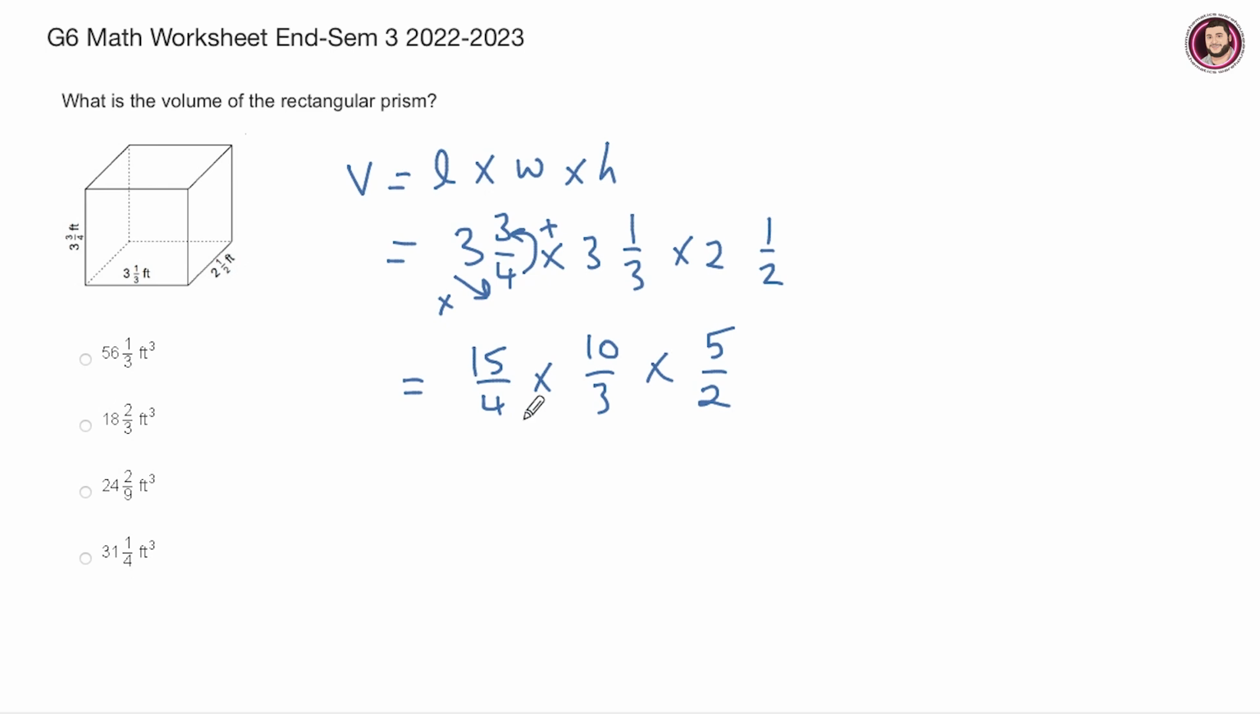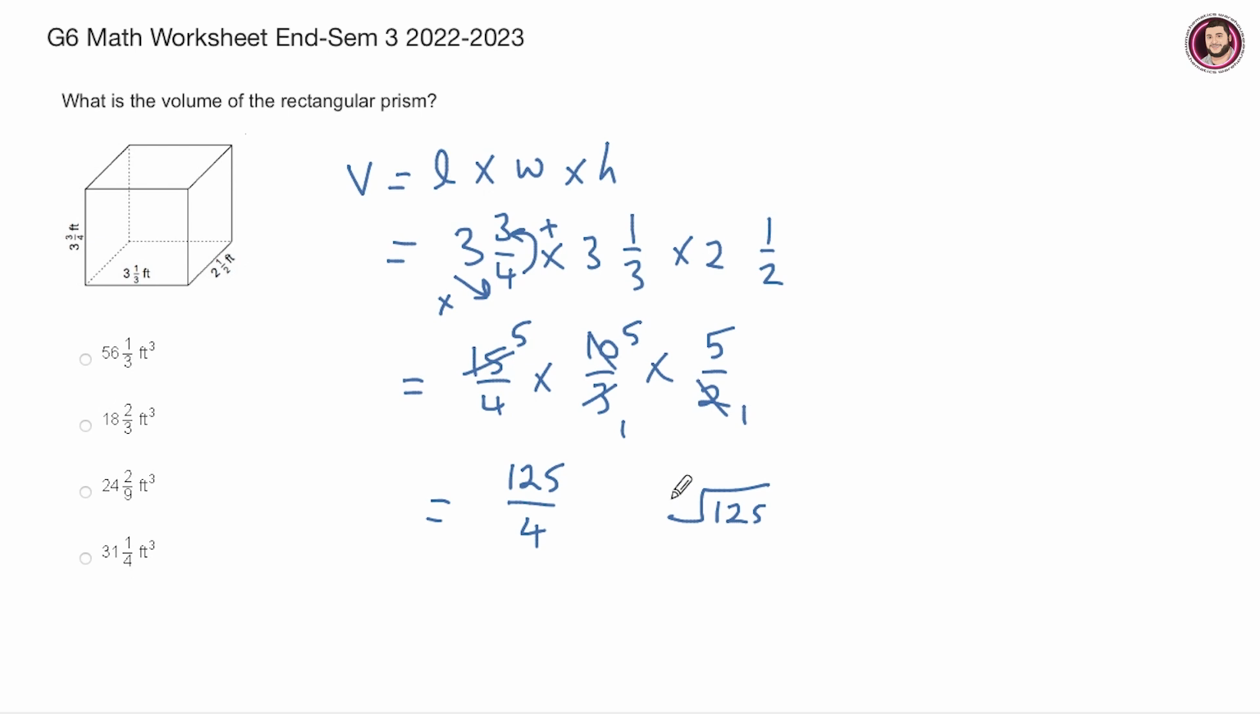Then you can simplify to make it easier for yourself to multiply. So I will divide here by 3 is 1, divide here by 3 is 5. Divide here by 2 is 1, divide here by 2 is 5 as well. Now we have the numerator 5 times 5 times 5, which is 125, and down 4 times 1, which is 4. To convert this again, let us use long division.